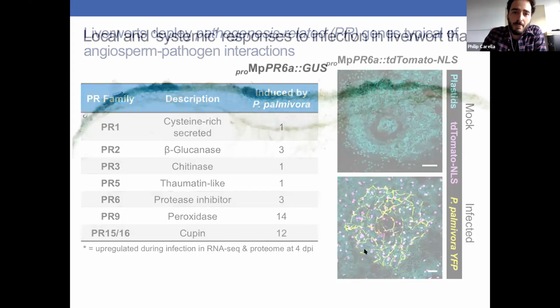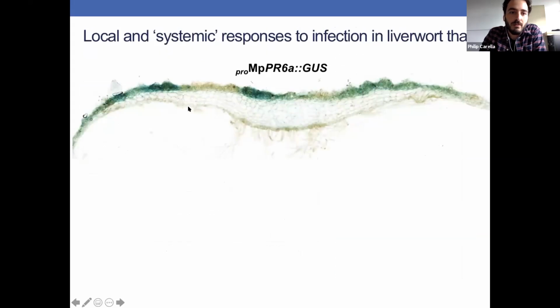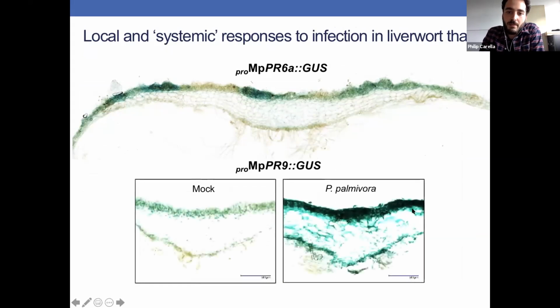But if we're looking at the tissue level expression profiles using GUS reporters, we can see that individual air chambers here, and only those areas that are colonized, are expressing PR6A. So it's a bit of a more localized response. And with some other PR genes, we can see a more systemic induction of gene expression across the entire body of the thallus, irrespective of where the pathogen is. So it seems that liverworts do have mechanisms for localized versus systemic responses to infection.